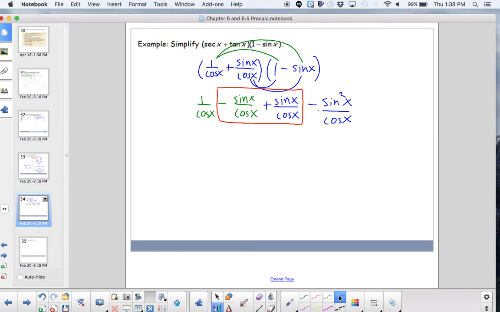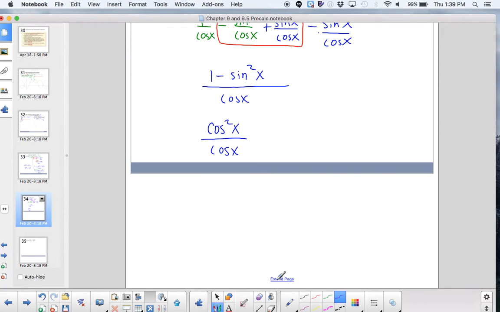And then in the next step, you notice that both have a denominator of cosine x. So we'll simplify that. 1 minus sine squared x. Okay, and then again using the Pythagorean identity, I know that 1 minus sine squared x can be replaced with cosine squared x over cosine x. And from there I can just say that we have cosine x, and that is in its simplest form.